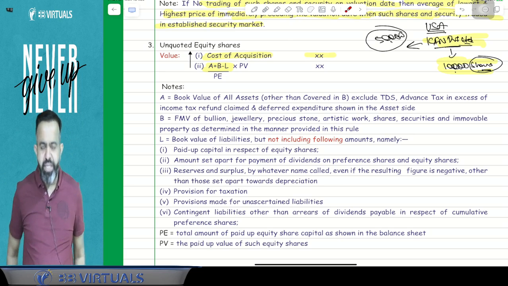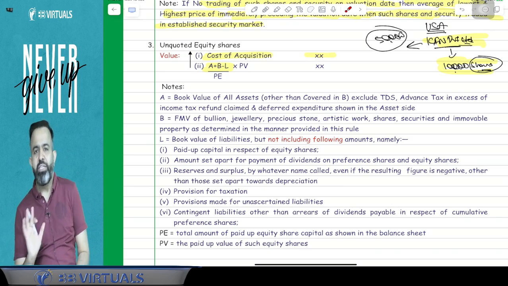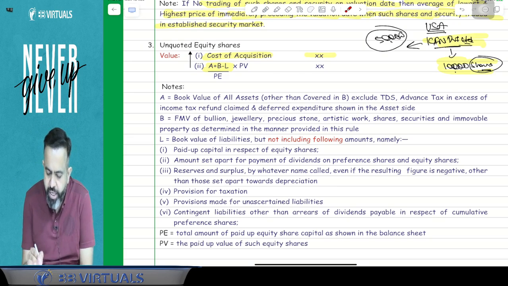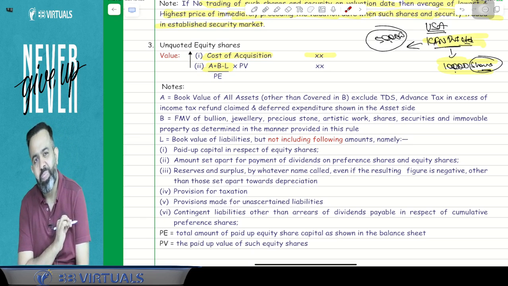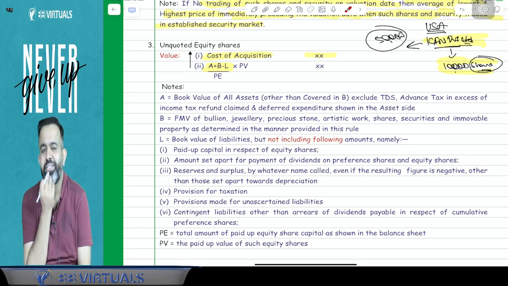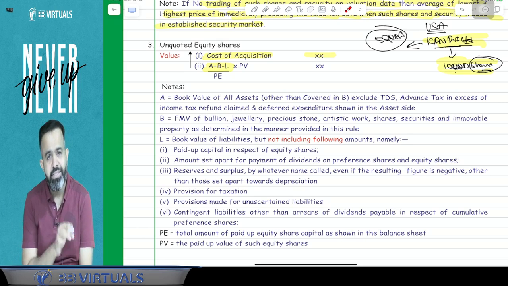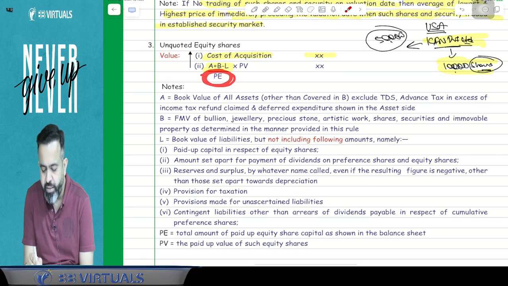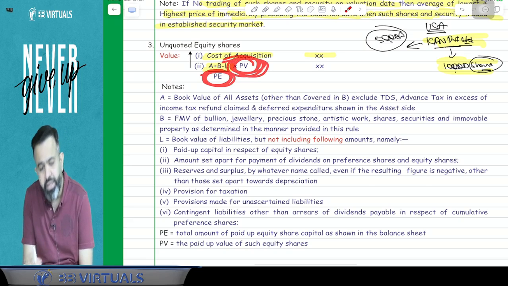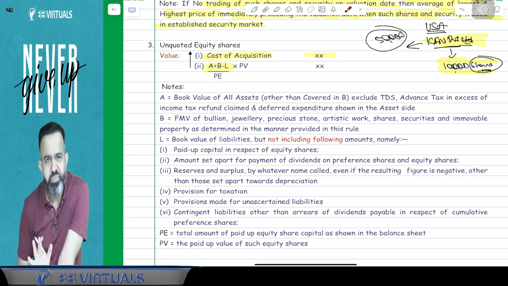So private limited company equity share, how will value be determined? Here guys, private company share value will be determined on the basis of A plus B minus L divided by P multiply by PV. A means asset, but other than share, security, jewelry, drawing, painting, sculpture, archaeological collection, any other work of art, and bullion. Means for these assets, just take the fair market value. And guys, other assets, just take at the book value, and liability at the book value, divided by total paid up share capital of that company, multiply by how much paid up share capital is held by you. That will be the value of unquoted equity share.